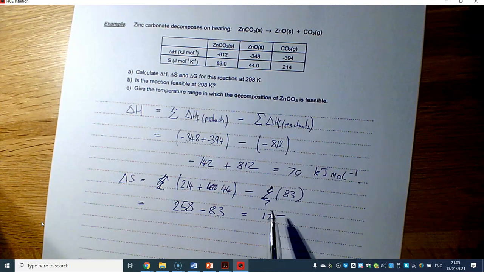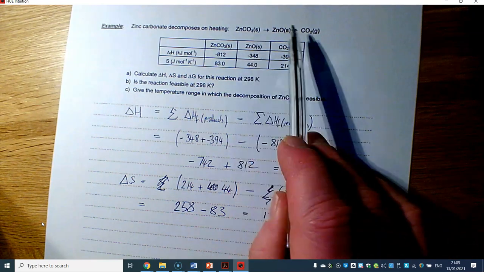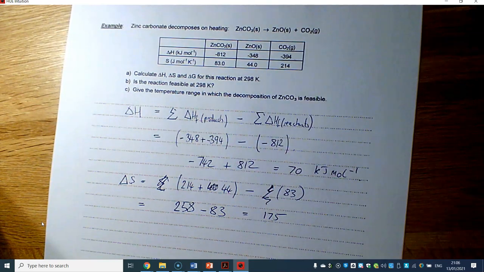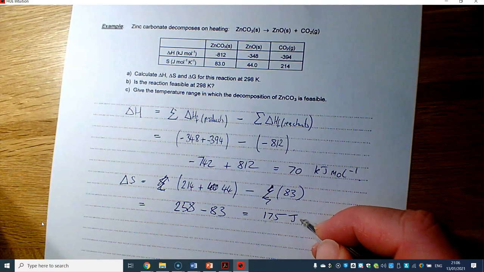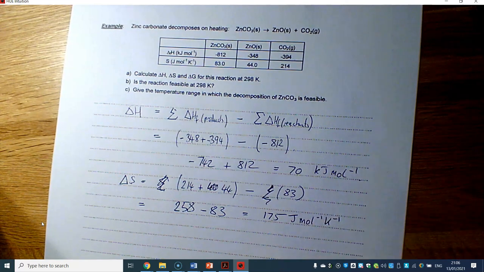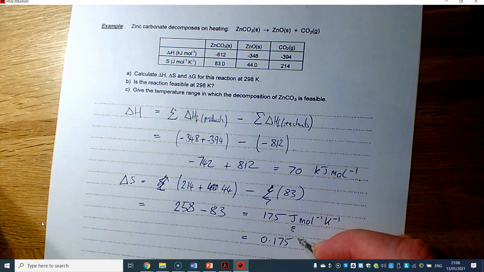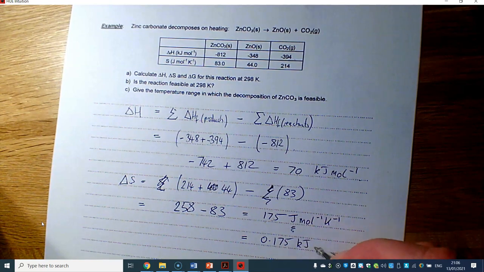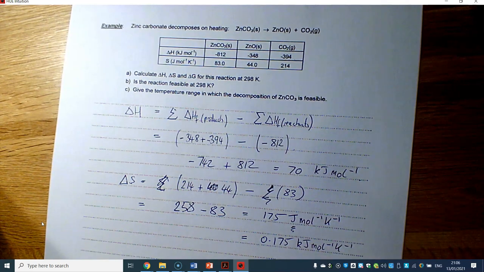And that's what I'd expect. So I always just have a little check to see, is the entropy change what I'd expect it to be? We've started with a solid, we've ended up with a solid and a gas, so we'd expect the entropy to increase. It's really important you remember to write the units again, which in this case are joules per mole per Kelvin. Now we must remember to convert this to kilojoules per mole when combining it in the delta G equation. So let's divide that by 1000, which is 0.175 kilojoules per mole per Kelvin. And you have to write the units, folks, otherwise people won't know what you're doing.